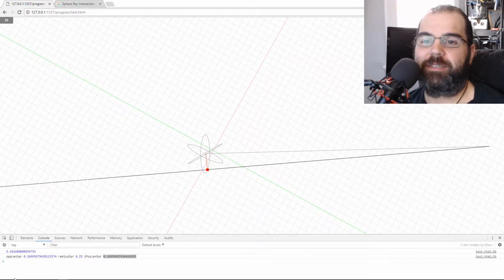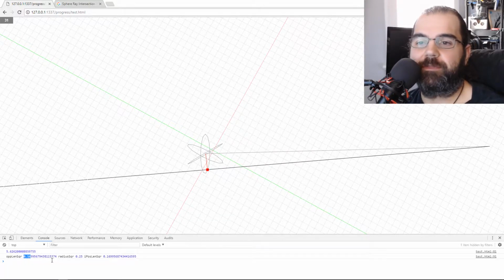Now if this is 1.16 and it's less than 1.25. Now our radius is 0.5 because this is a unit sphere. It's one unit in diameter. But we square it, so that's the square value.